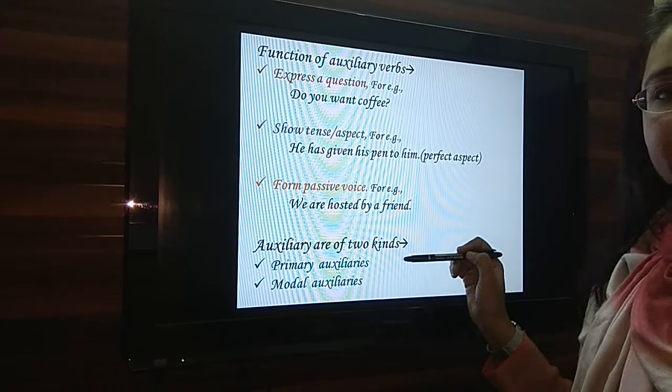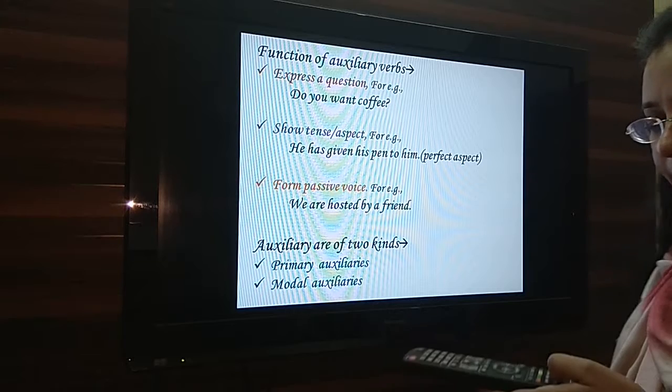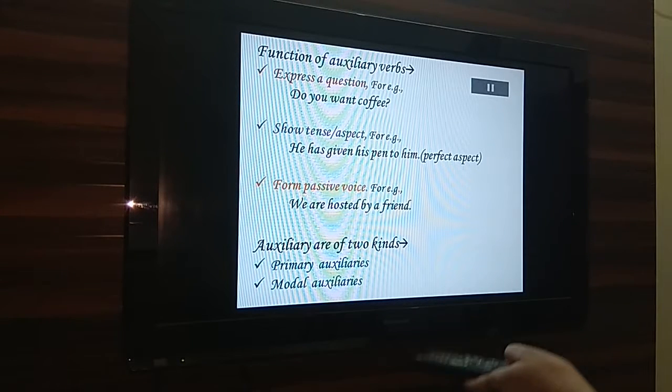Auxiliaries are of two kinds. Primary auxiliary and modal auxiliary. Now let's scroll to the next slide.